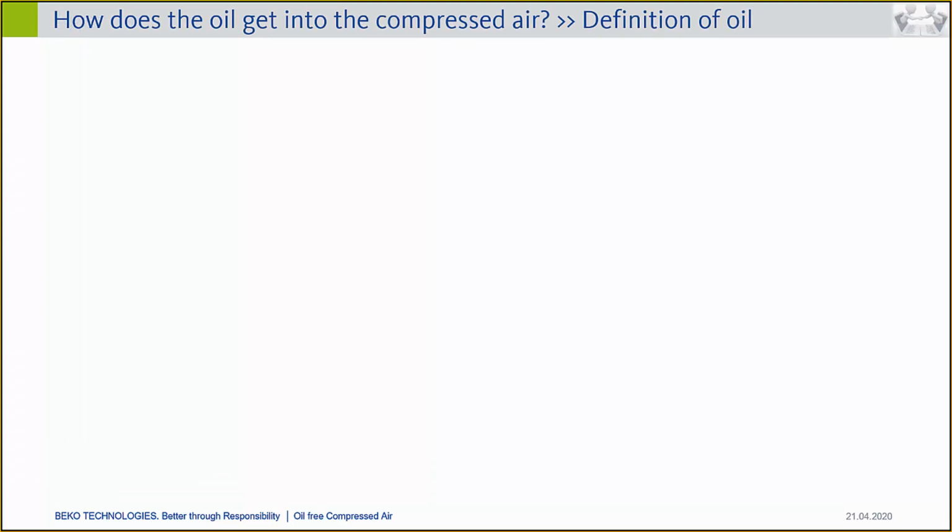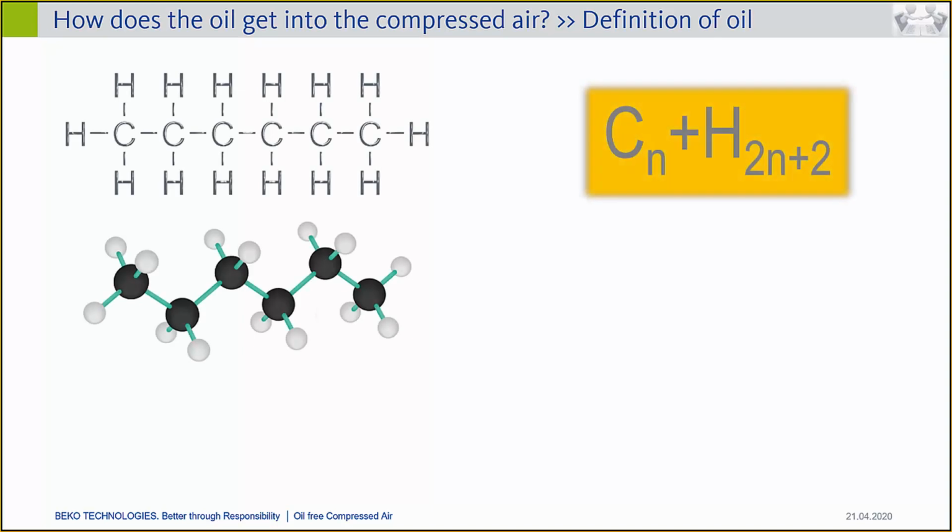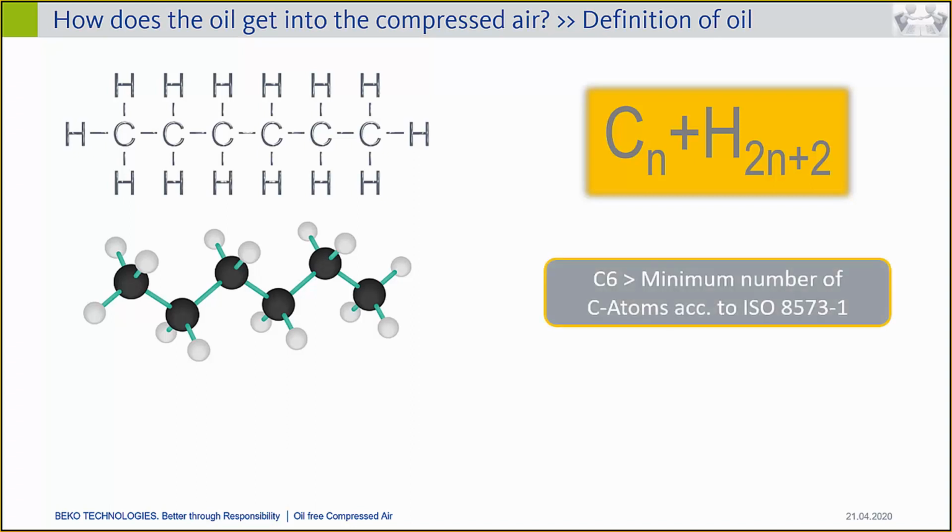The oil is a kind of chemical structure. And you may see here the basis of this chemical structure, which includes some C atoms, that means some carbon atoms, and some hydrogen atoms, and all of these are combined in a molecular structure. The minimum number of carbon atoms is 6. This is the minimum number to be classified as oil according to the ISO 8573-1.